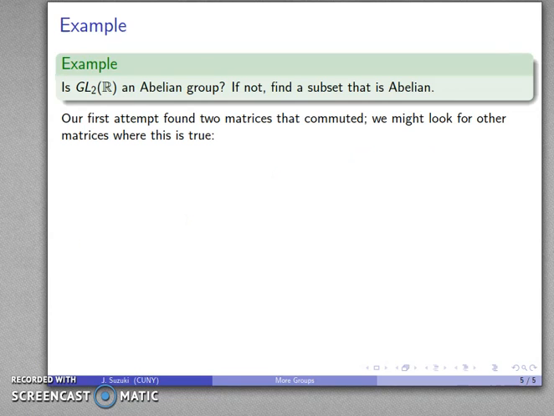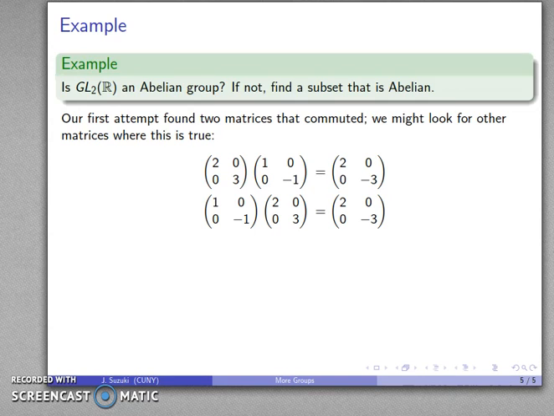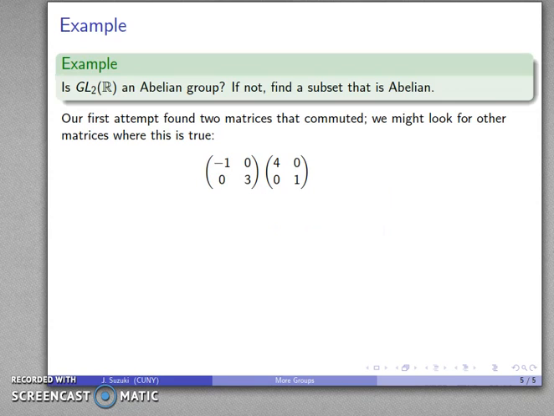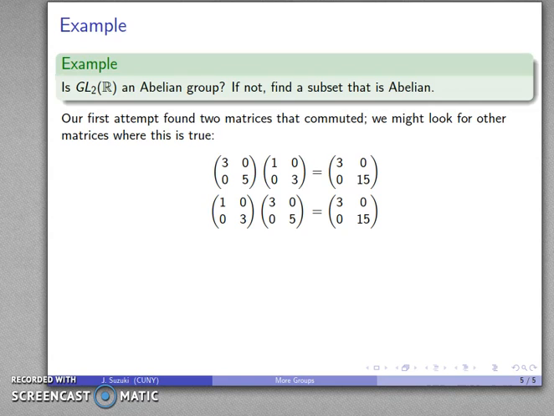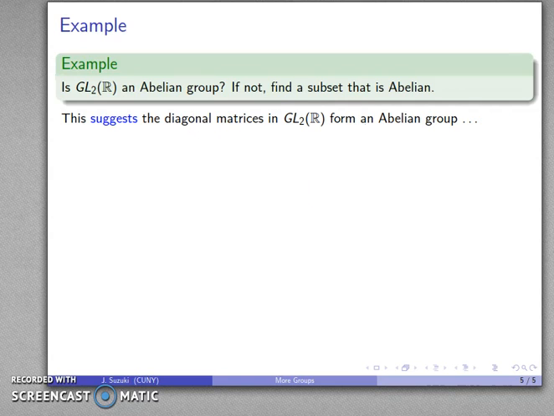So if you're a person who deals with facts and evidence, you might want to look for other examples where this is true. So let's find a couple of diagonal matrices and multiply them and swap the order, and I get the same result. And maybe here's another pair of diagonal matrices, and I multiply them in the other order, and again, I get the same result. And again, take another pair of diagonal matrices, multiply them, get the same result either way, and it suggests that if I look at the diagonal matrices in GL2R, I do get an abelian group.